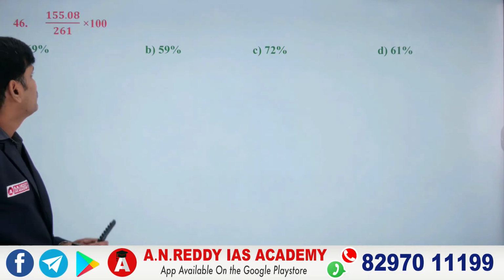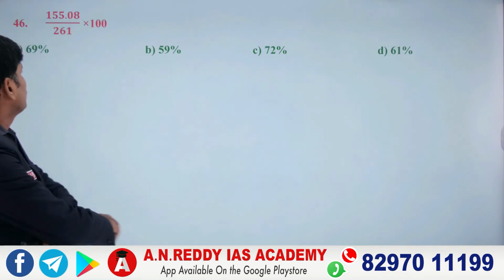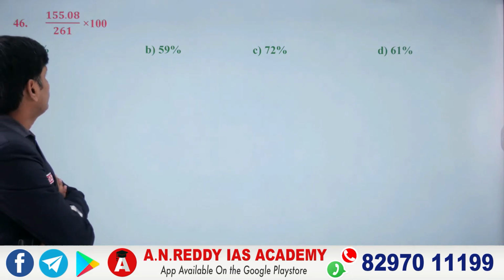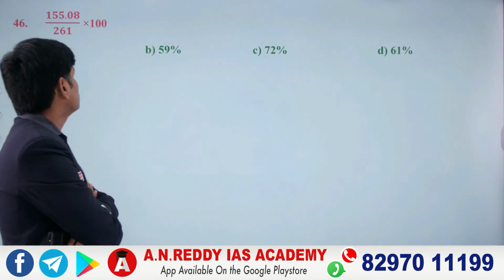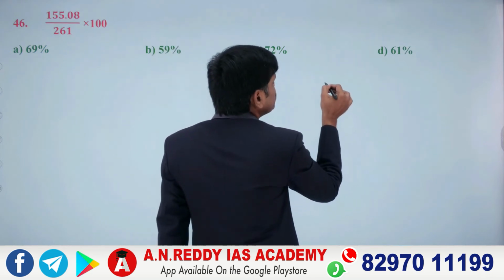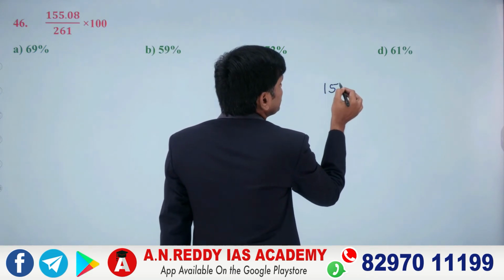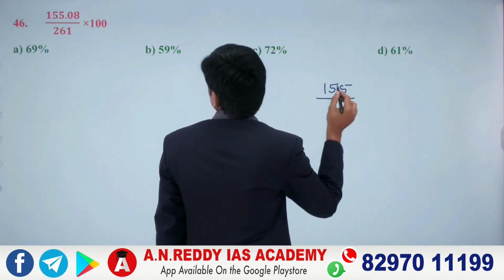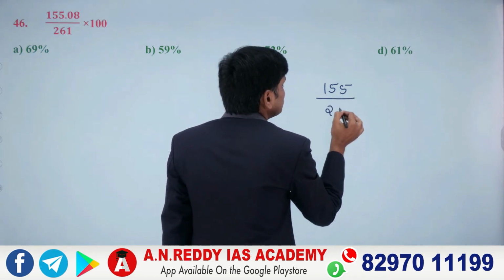Next, problem number 46. 155.08 by 261 into 100. So here there are two ways. I'll try to show you the approximation technique now. So 155.08, discard that 0.08, it doesn't matter much.